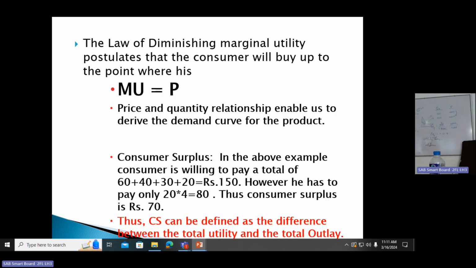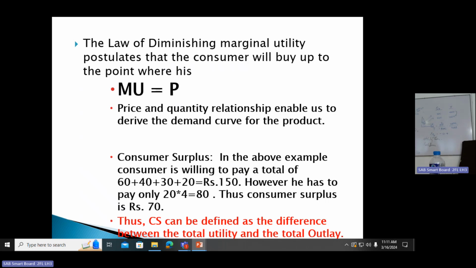But actually, if there is equilibrium, we pay the actual price, no? We assume the price is 20. We buy 4 units, so the actual payment is 80 rupees. So then the consumer surplus is 150 minus 80. So that is the consumer surplus.